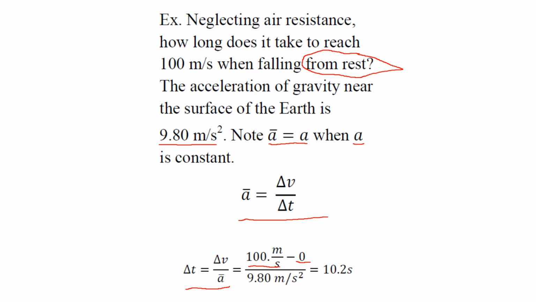And delta t is that divided by average acceleration, which is the 9.8 meters per second squared due to gravity near the surface of the Earth. And so you wind up with 10.2 seconds for an answer.